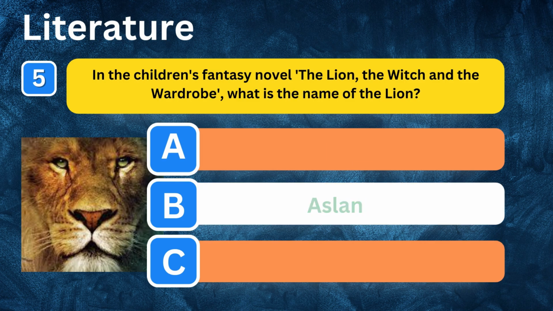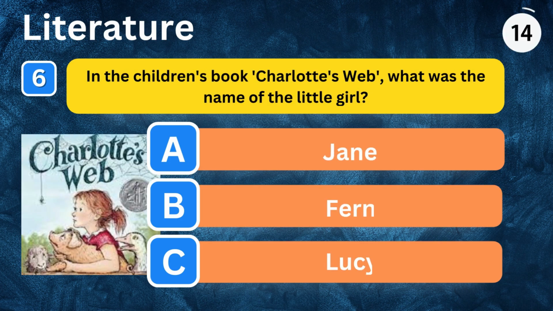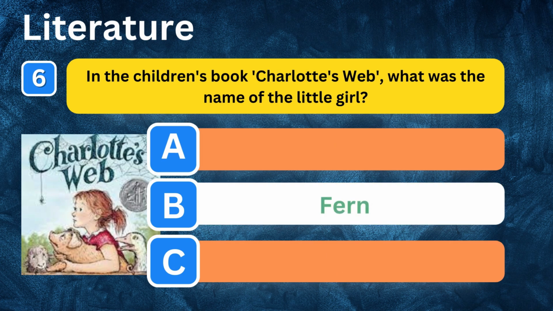Question number 6. In the children's book Charlotte's Web, what was the name of the little girl? Was it Jane, Fern, or Lucy? And the answer was Fern.